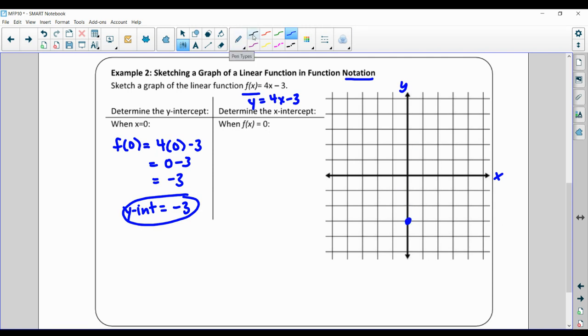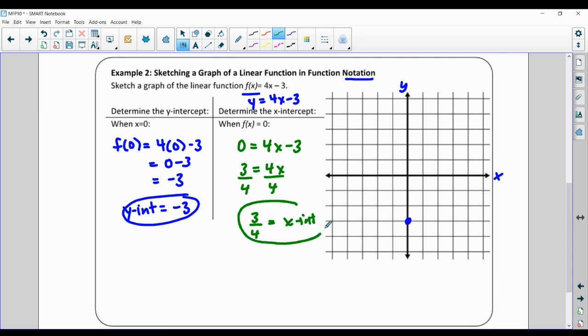I'm just going to switch colors here and find the x-intercept. So that would be when my y value is equal to 0. Now I'm going to solve for x. I'm going to add 3 to each side. So I get 3 equals 4x. I'm going to divide each side by 4. So 3/4 is my x value, or my x-intercept. Now, that's okay. We can have a fractional x-intercept. I just have to think about where to put that. So there's 0, there's 1. So 3/4 would be approximately there.